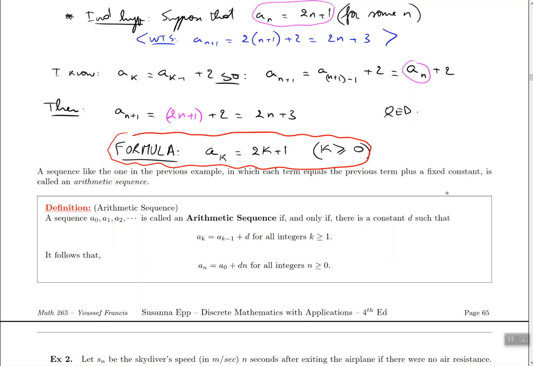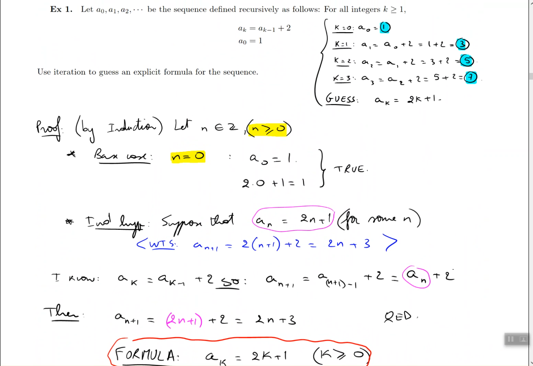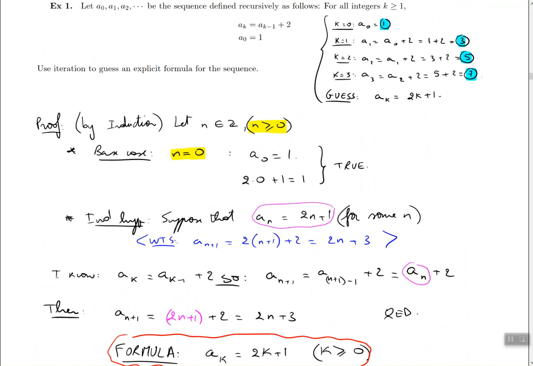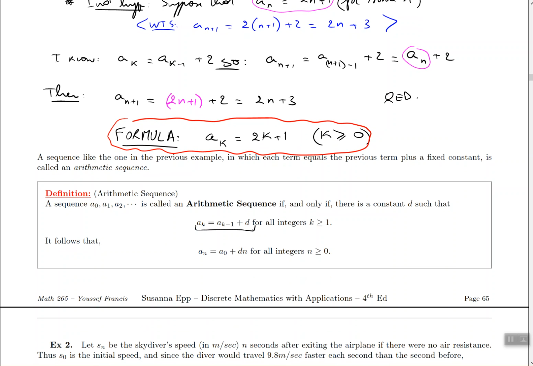So again, example one is basically an example of what we call an arithmetic sequence. We're always adding the same number to get to the next term. There is a way to convert these types of sequences into an explicit formula using this formula. It pretty much says that you just grab the d and multiply it by n, and your a0 is going to be first.